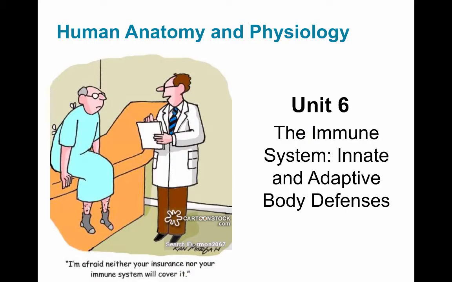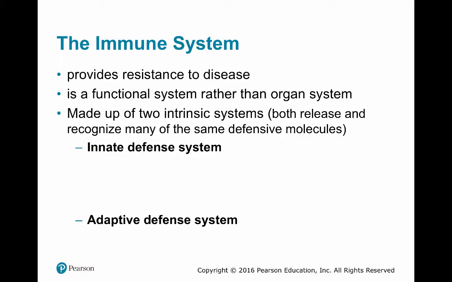Today we're going to talk about Unit 6, which is the immune system, innate and adaptive defenses. So previously we talked about the lymphatic system, which deals with immunity and helping to patrol the whole body for invaders, making sure that everything is right and balancing blood plasma or water levels throughout the cardiovascular system. Now what we're talking about is the immune system, and the immune system is there to help provide resistance to disease, and it's a functional system rather than an organ system.